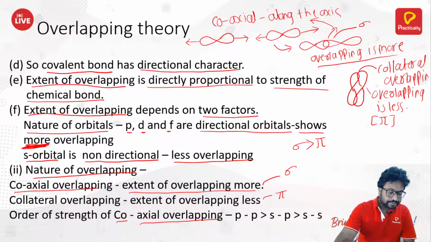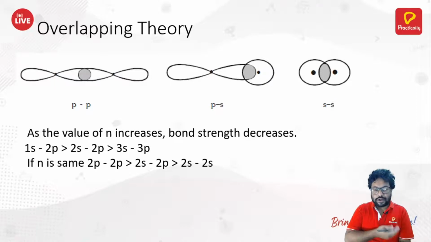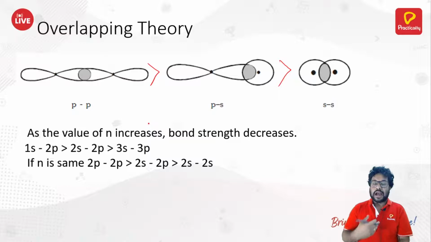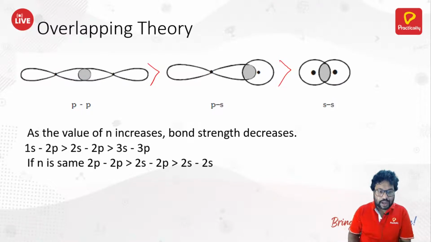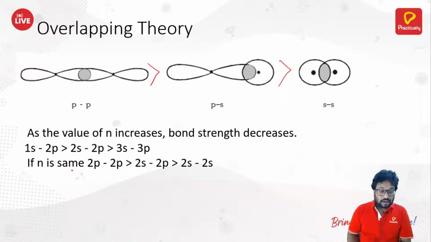So moving ahead, overlapping theory. As I already showed you, this is PP overlap. This is strongest. Then you have a PS or SP overlap. This is second number. Then you have SS. Higher the number of directional orbitals, stronger will be the overlap and stronger will be the bond. That is why you can see there PP, SP, and then SS. That is with the overlapping orbital.